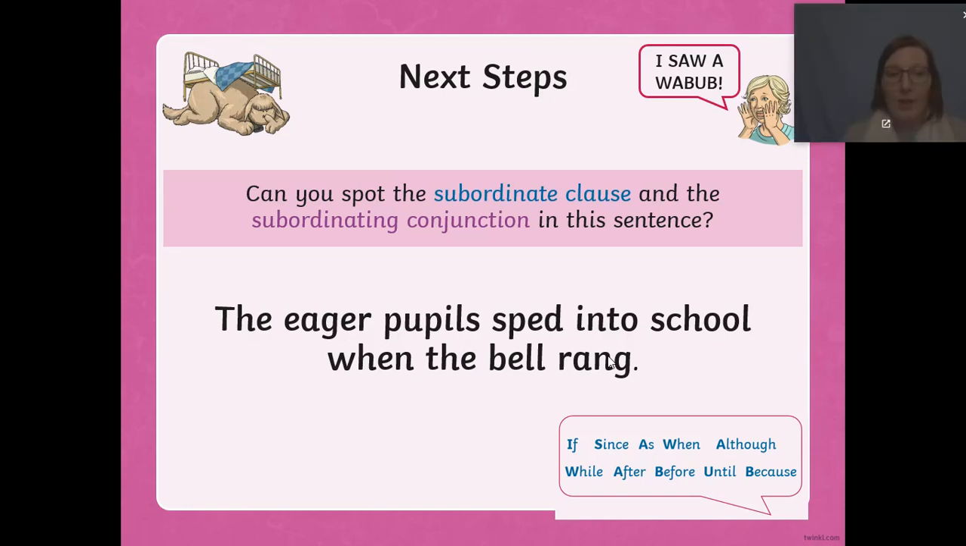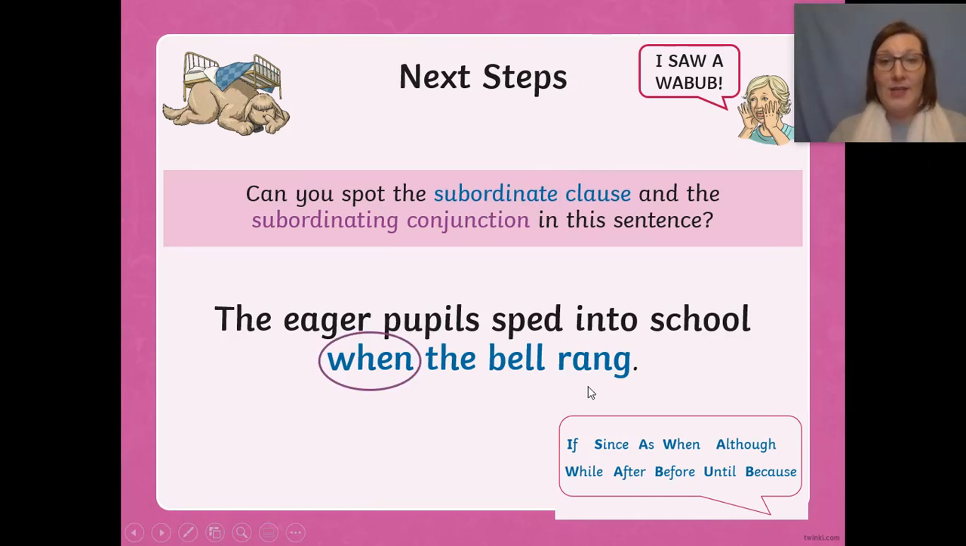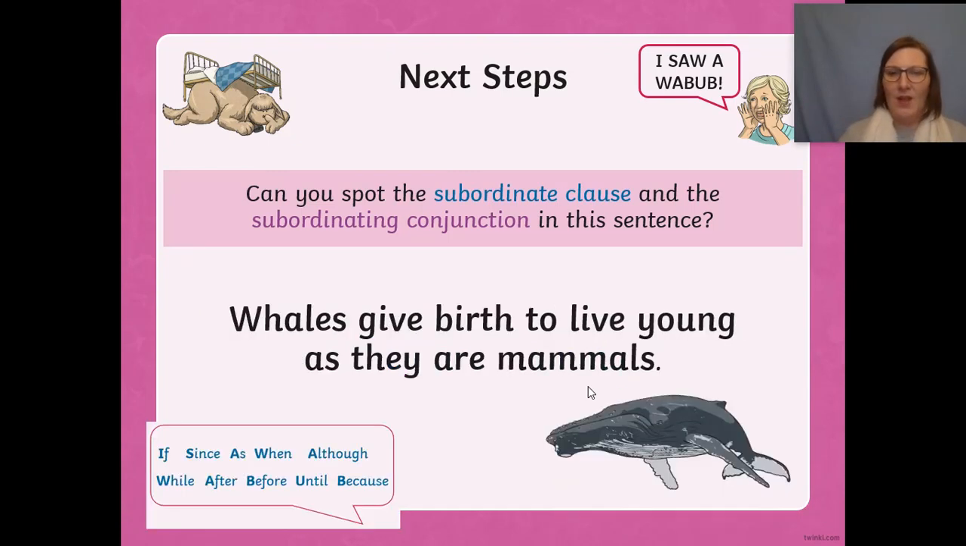Okay, so let me show you my picture. So "when the bell rang," here is my subordinating clause. And "when" is my subordinating conjunction. Did you understand that? Okay. Let's have a look at another one.